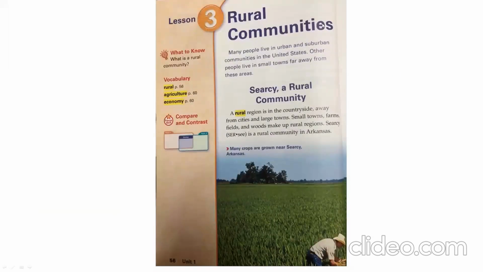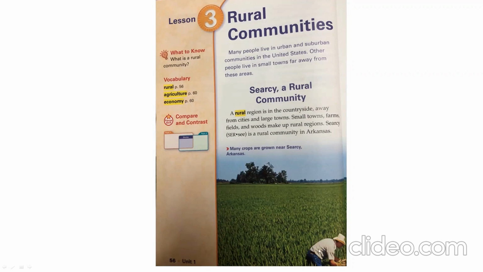So let's get started. Here we can see that this is the first page of this lesson. Here is the heading, the main heading, rural communities. And below this, we're going to find a lot of paragraphs and lots of subtitles underneath this heading. Right here is your vocabulary. We're going to review this as we read the lesson.